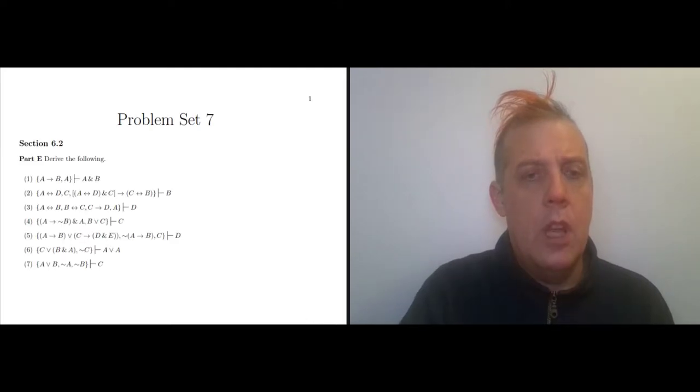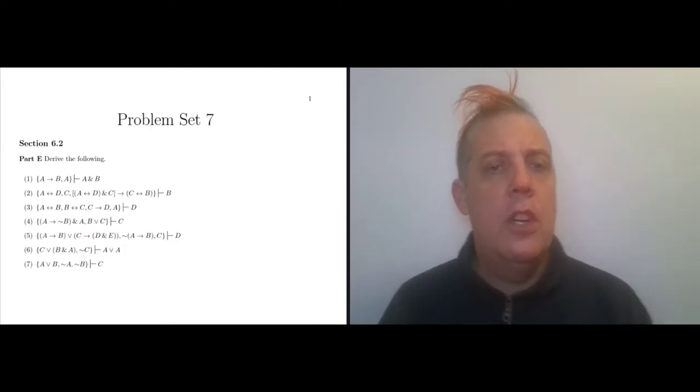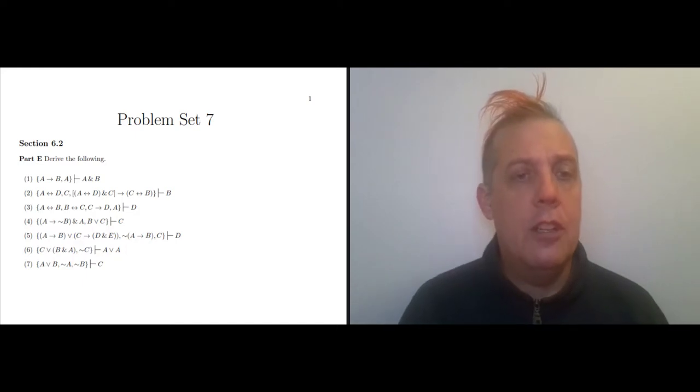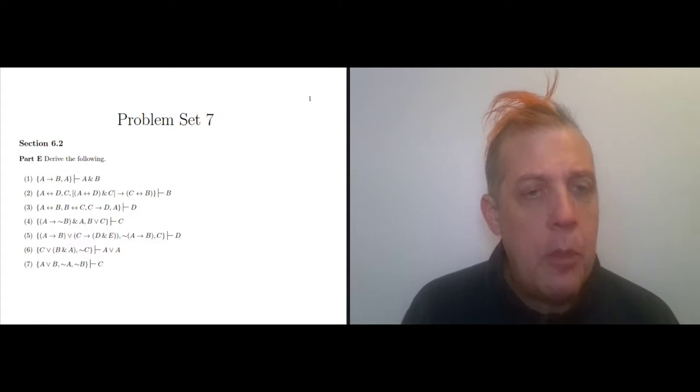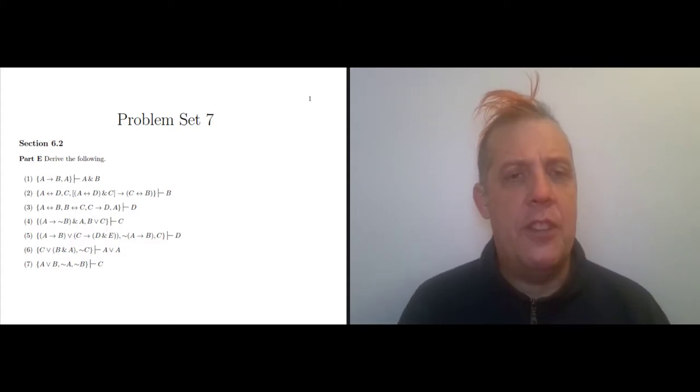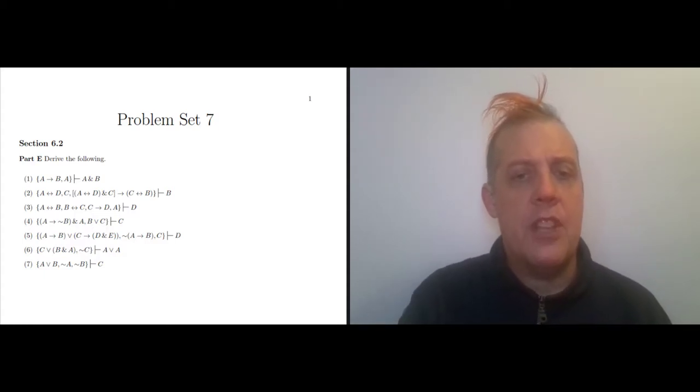So you go back here, look at number 2. Number 2 is a lot longer. It's got 3 premises, and some of them have lots of parentheses and stuff in them, but we can figure this out.